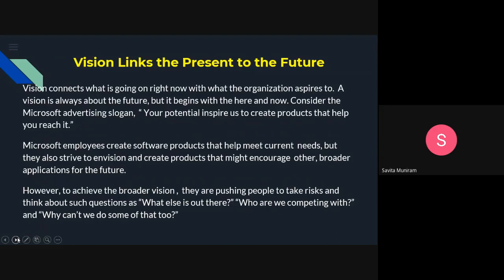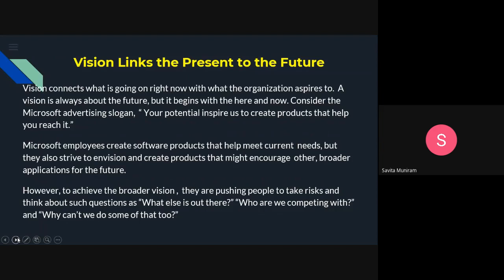All right. Vision links to the present and the future. Vision connects what is going on right now with what the organization aspires to. A vision is always about the future, but it begins with the here and the now. Consider the Microsoft advertisement slogan: your potential inspires us to create products that help you reach it. Microsoft employees created software products that help meet current needs, but they also strive to envision and create products that might encourage others, broader anticipation for the future.